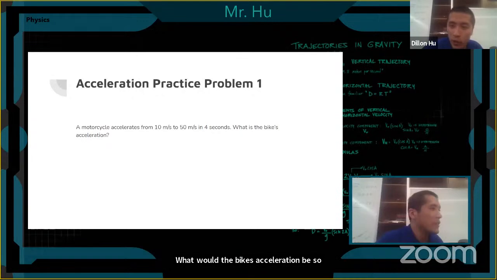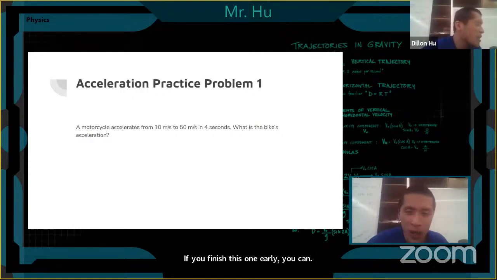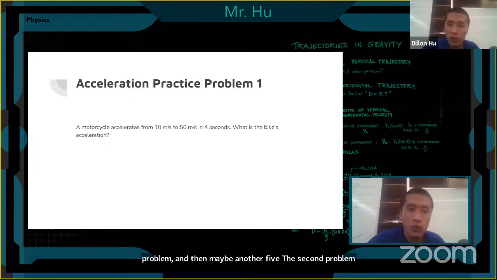So I'm just going to put you into your breakout groups here, and then you'll spend some time figuring this out. If you finish this problem early, you can start the second practice problem and even the exit ticket. I'm projecting maybe 5 minutes or so for this problem, and then maybe another 5 for the second problem. But if you finish early, you can work on the other 2 problems. So I'm going to put you in your groups now, and we'll spend maybe 4 or 5 minutes to figure out this problem.